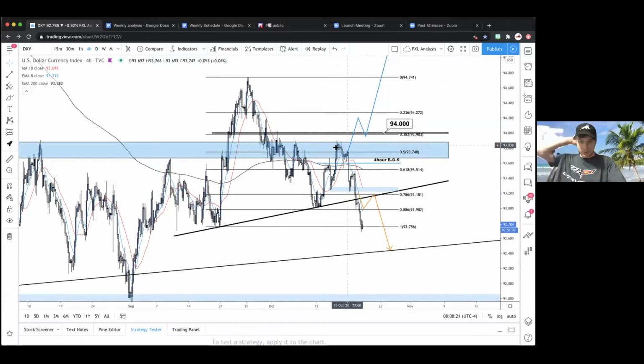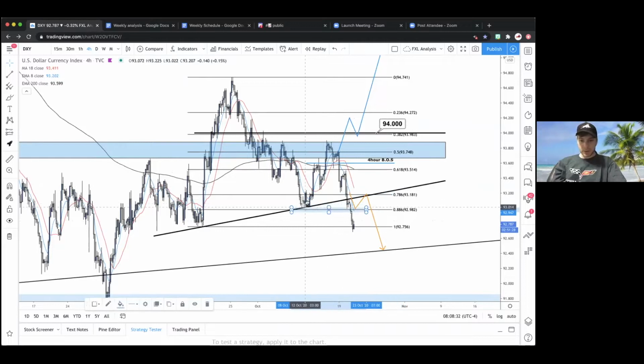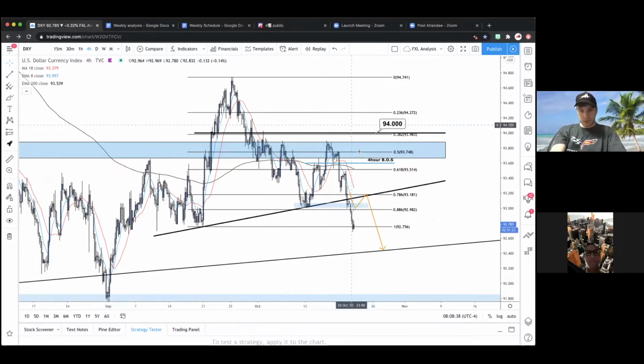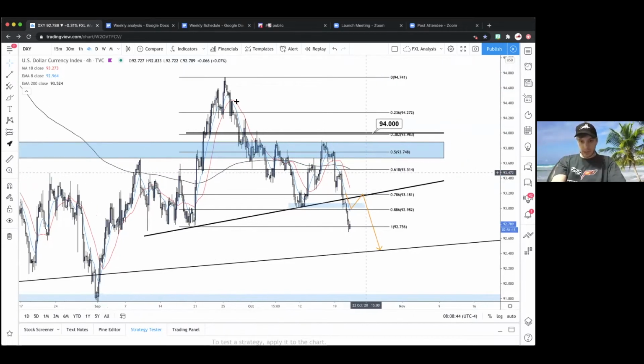We got a nice rejection from this zone, double top, price action dropped, and started breaking some lower time frame higher lows, and then this higher low right here as well. Okay, so we're bearish as hell now, and this thing is just trucking. It's just dropping. So let's go ahead and label some things here.